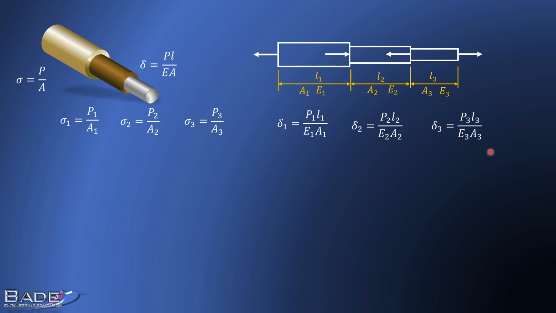So very obvious. Now, if you want the total change in length of the bar, delta 1 is the change in length of the first portion, delta 2 is the change in length of the second portion, and delta 3 is the change in length of the third portion. So for the total change in length of the bar, because the bars are in series, simply add them. Total change in length of the bar, delta, is delta 1 plus delta 2 plus delta 3.